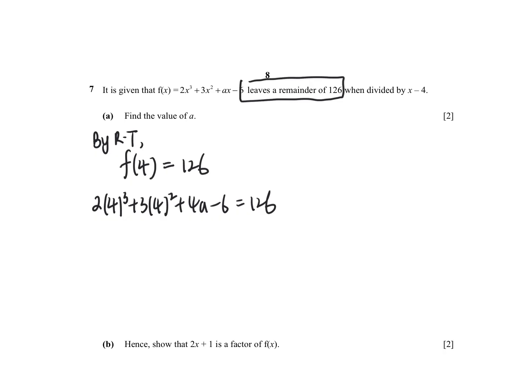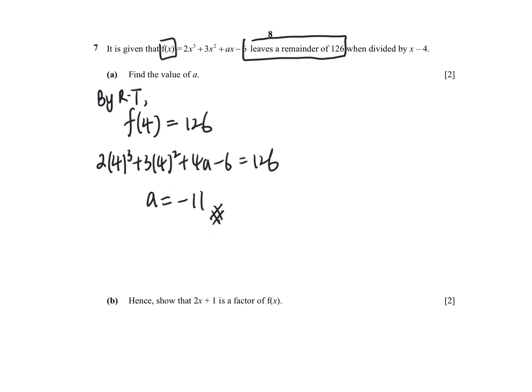This one no need because they define for us. But if they didn't, we must let it be. Okay? So you will get A equals minus 11 here. Okay, then they say hence. When they say hence, they want you to use your answer from part A to continue with the question. So that means you put this into the equation.